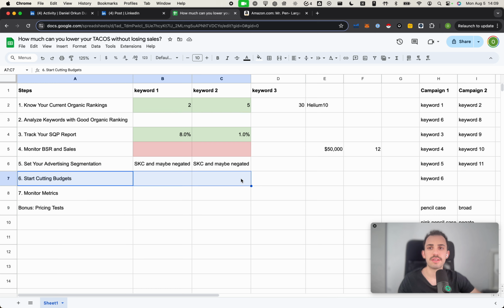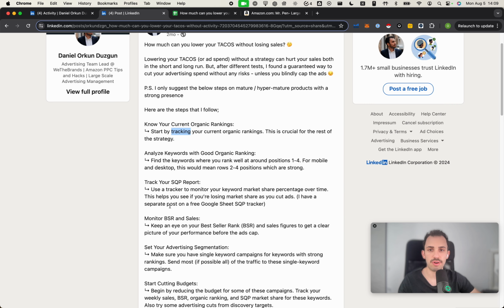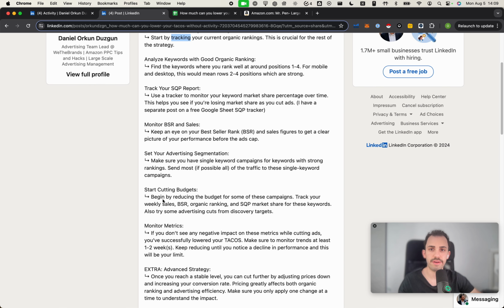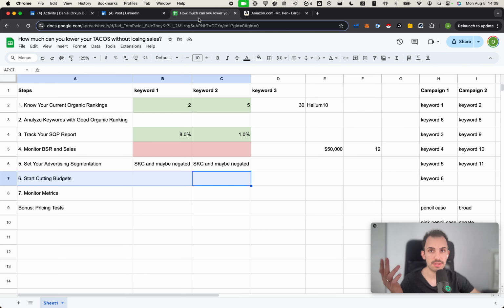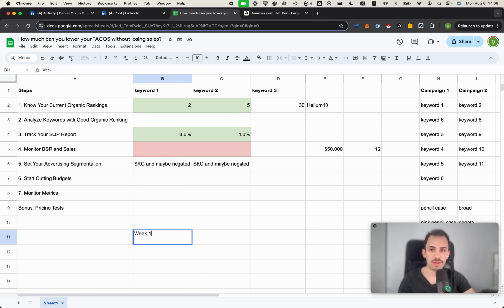And the last part is start cutting your budgets. Here is what I mentioned: begin by reducing the budget for some of those campaigns. Track your sales, BSR, organic ranking, and SQP market share for those keywords, and also try some advertising cut from discovery targets. So what am I doing here? Let's say this is week 1 and we have 3 weeks of cuts. What am I doing on week 1?